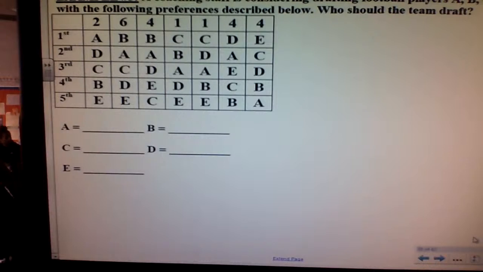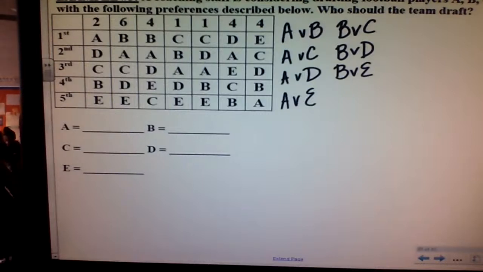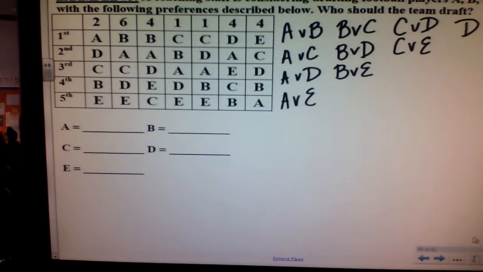Yay. Okay, this one. Ooh, I threw in another one. Okay. That's a big chart. Oh, God. Okay, so we've got to do A versus B, you could do A versus C, A versus D, and A versus E. B then has to play C and D and E. C plays D and E. And we finish off with D versus E. This will take a while.